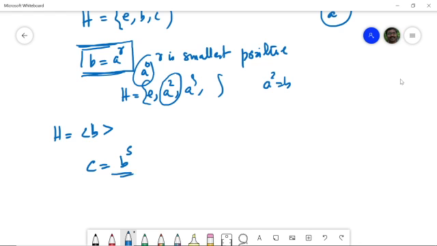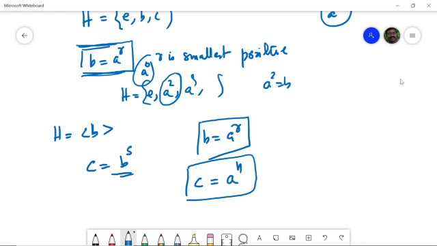So B is actually A raised to R, right? Okay, so B is actually A raised to R. Now I will take the element C. This C can be written as A raised to some N. Why? Because C can be written as A raised to N, because our group G is cyclic, so every element is a power of A.